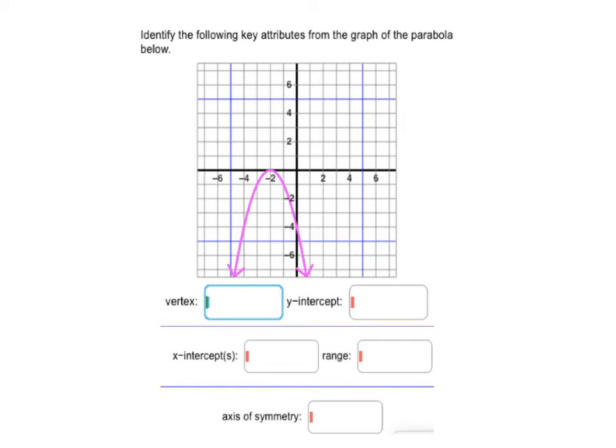Just want to help you through this Get More Math question. So just identifying different parts of a parabola. The vertex, of course, is right here. So as an ordered pair, you would enter -2, 0. The vertex is a point.